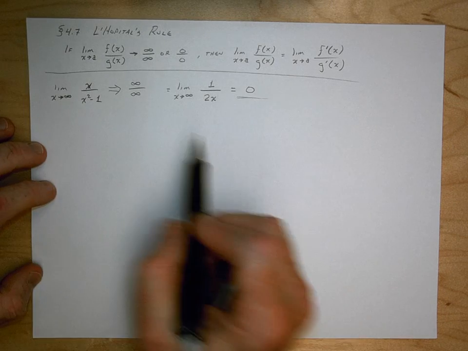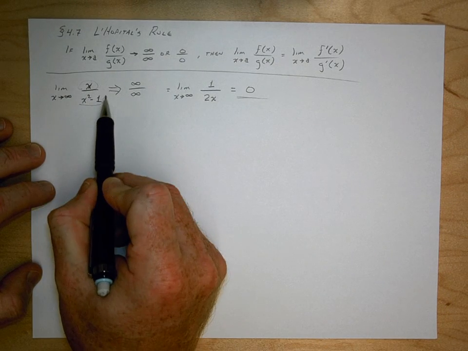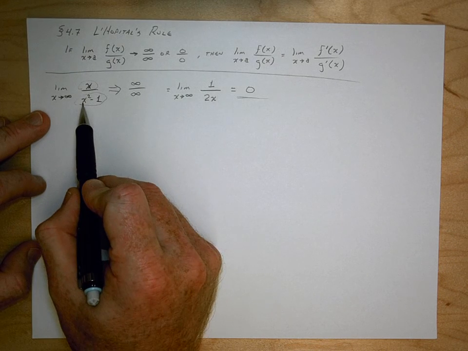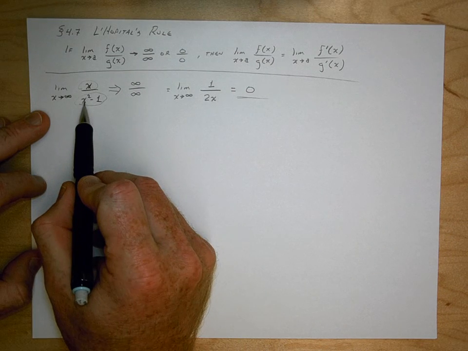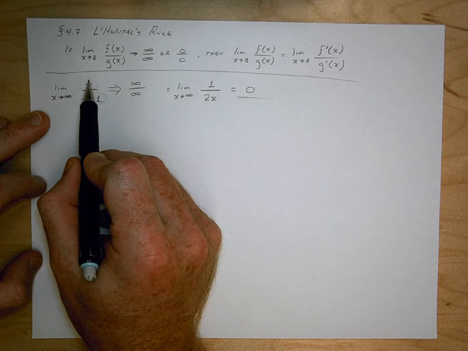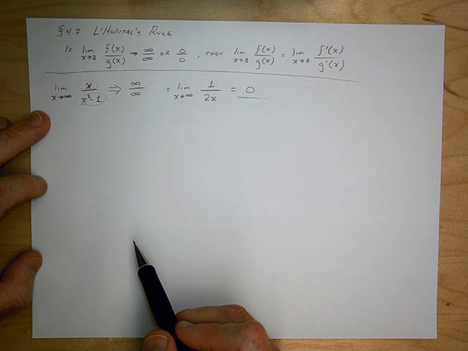The point is, yes, as you take the limit, this goes to infinity, this goes to infinity, but notice this is an x to the first power, this is an x to the second power. As x gets bigger, this gets bigger much faster. Its rate of growth is significantly larger than the rate of growth of that.